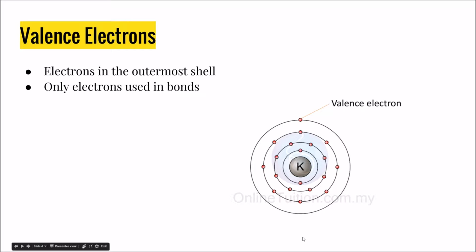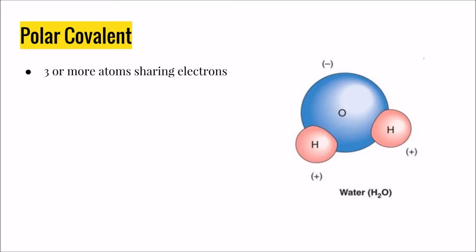Valence electrons. Electrons in the outermost shell. Only electrons used in bonds. Polar covalent. Three or more atoms sharing electrons.